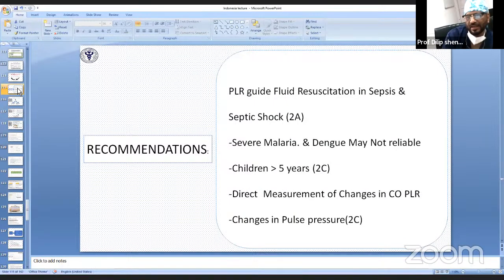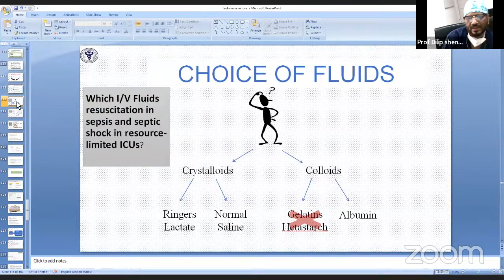The recommendation is that PLR-guided fluid resuscitation in sepsis and septic shock is level 2A. It is recommended. It is not reliable in severe malaria, dengue, and children less than 5 years. It is advisable to measure the response rather than just measuring the blood pressure. If you have the facility, you measure certain other things like an arterial line, and if you have got some mechanism to measure the cardiac output, you can.